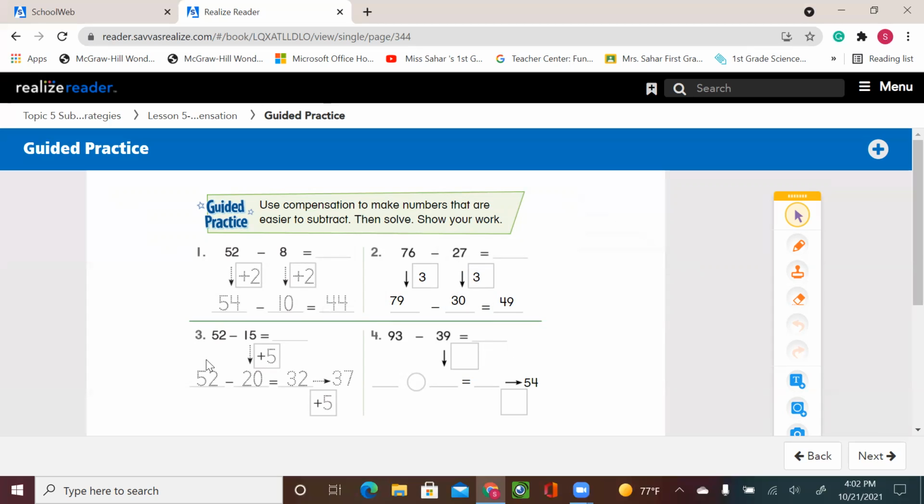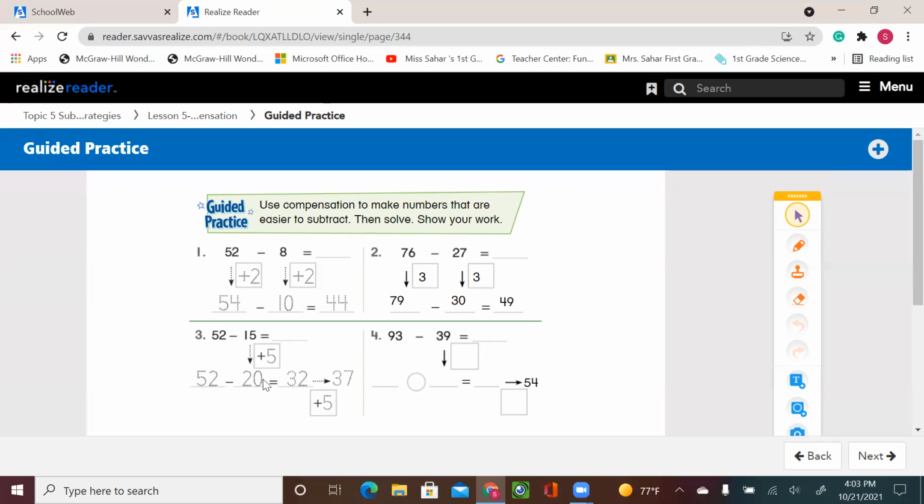All right, let's go for number 3. 52 minus 15. So what we're going to do here, we're going to add 5 to the second addend. And then when I get my result, my difference, I'm going to add 5 more. All right, so 52 minus 15. I'm going to add 5 to the 15. So I know 15 plus 5 is 20. So back in my equation, 52 minus 20.